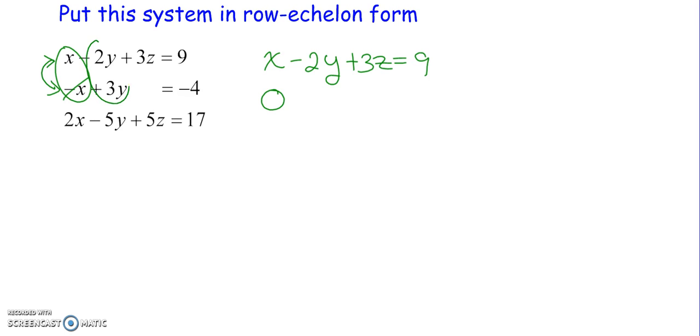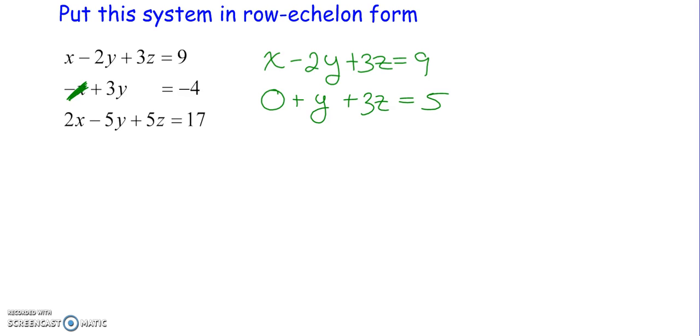Negative 2y plus 3y, I add those up, that's plus y. And 3z plus nothing is going to be 3z. And at the end, 9 and negative 4, that adds up to 5. Okay, so that was our first step. All right, get 0 there.